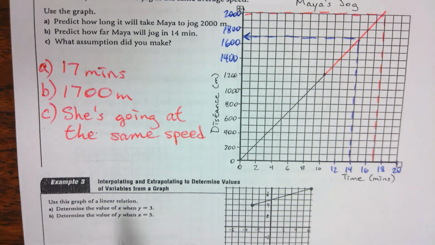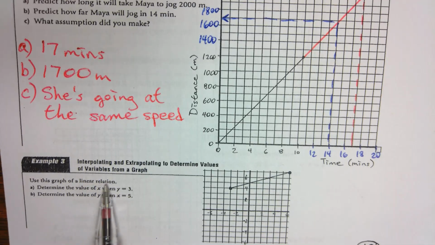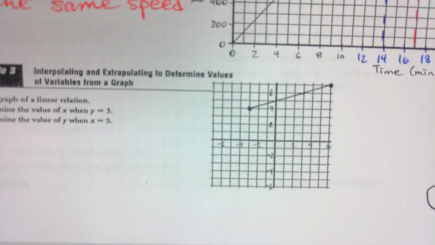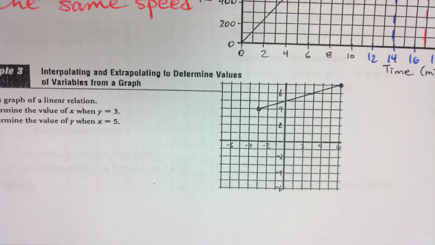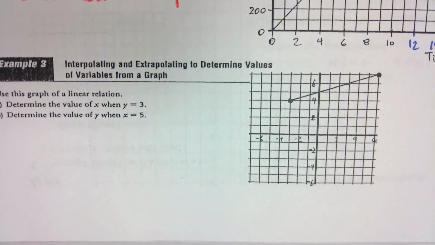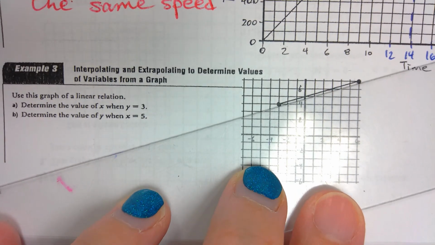Okay, last example. So use this graph of a linear relation, determine the value of x when y is 3. So can you guys do this one? Okay, so when y is 3, what's your x value? And then when x is 5, what is your y value? Okay, take 30 seconds, try this one. So first thing you want to do, extend that line.